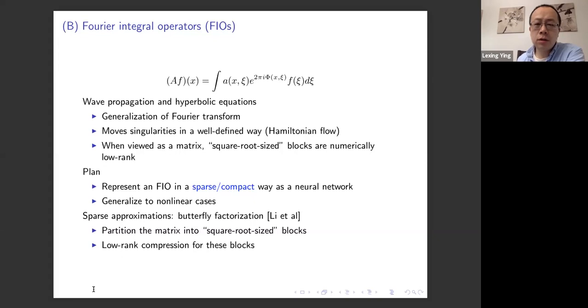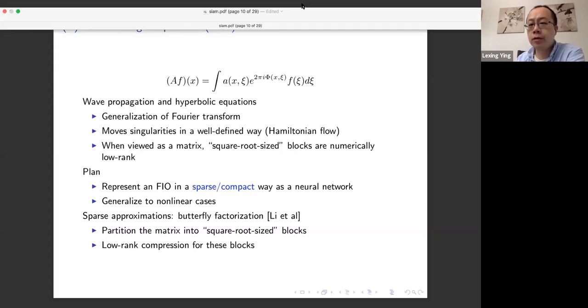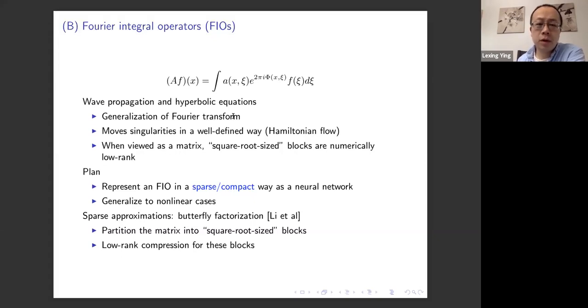So let's talk a little bit about Fourier integral operators. The Fourier integral operator is written in this form. Typically it's written in the symbol form, which is much more convenient. Compared to the pseudo differential operators, not only does it have a symbol A here, but it also has this function called phi.